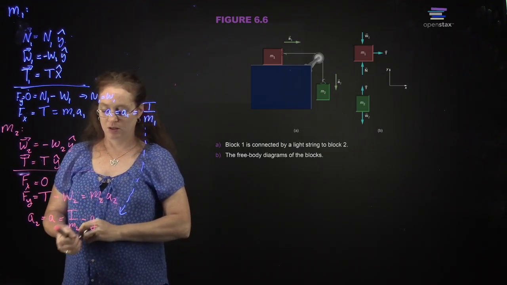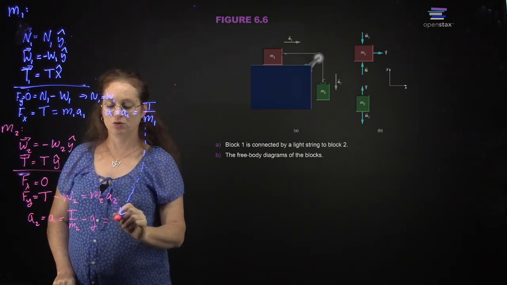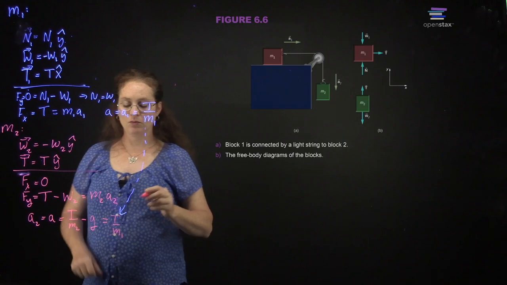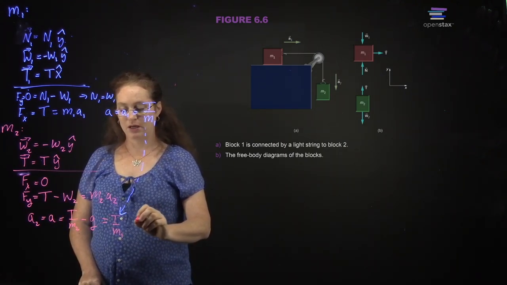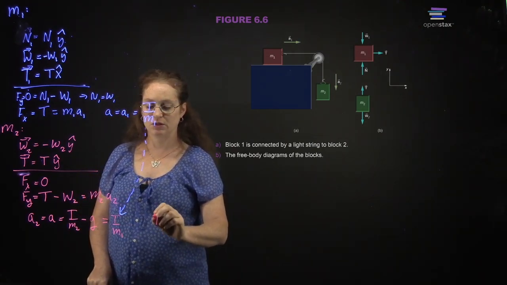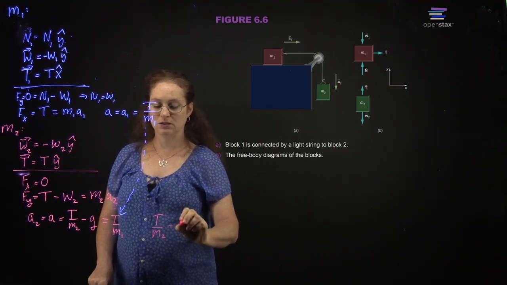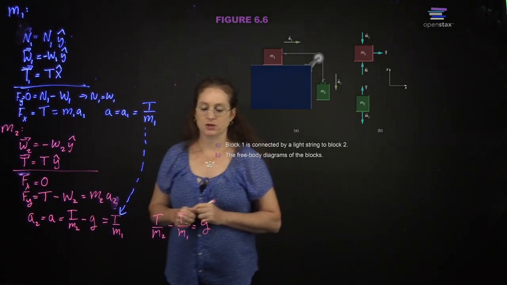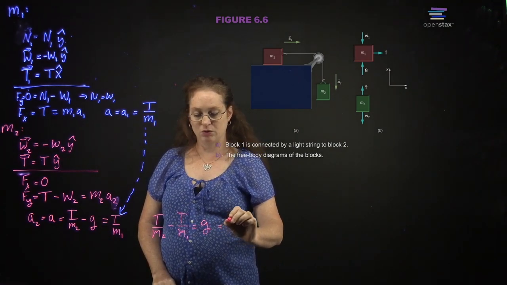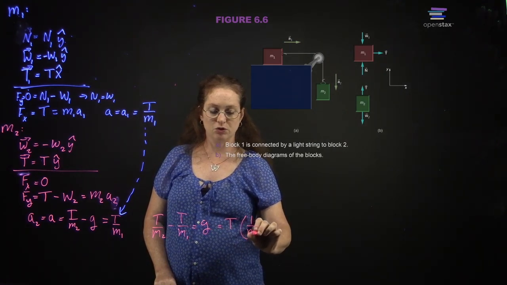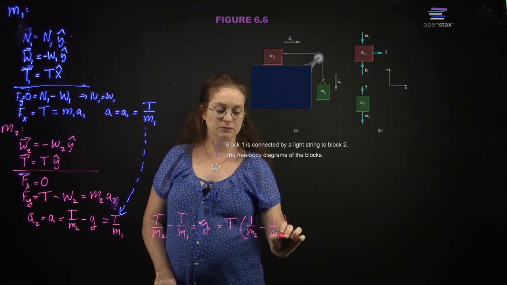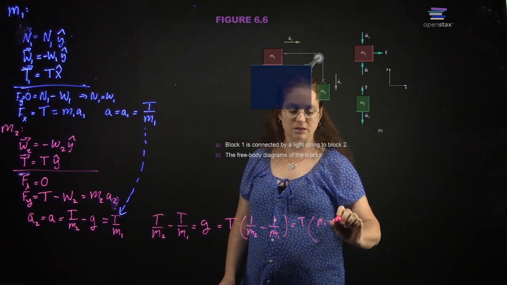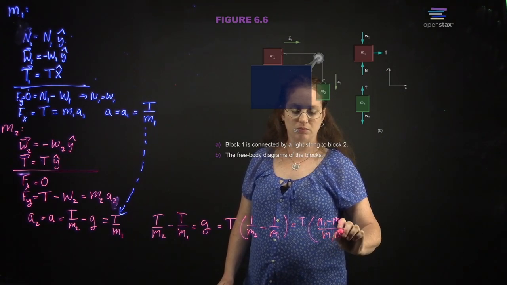I can plug this in here. Tension over m2 minus g equals tension over m1. Now, I can put both tensions on the same side: tension over M2 minus tension over M1 equals g. So, what does the tension equal? This is equal to T times (1 over M2 minus 1 over M1). This is equal to the tension times (M1 minus M2) over (M1 times M2).